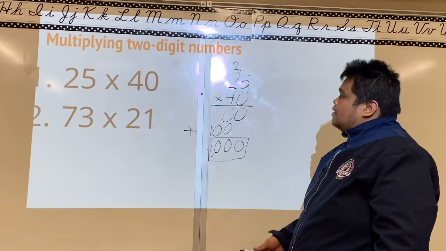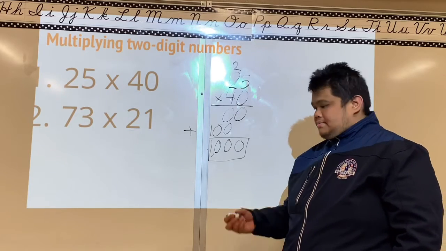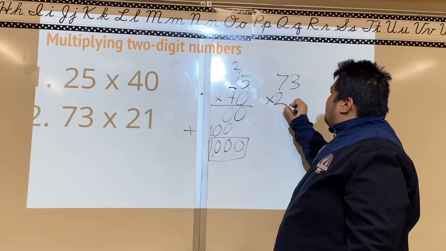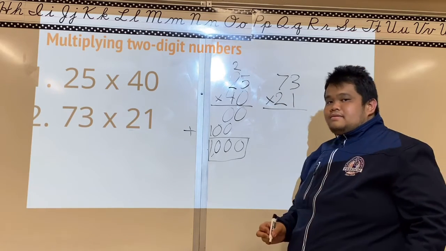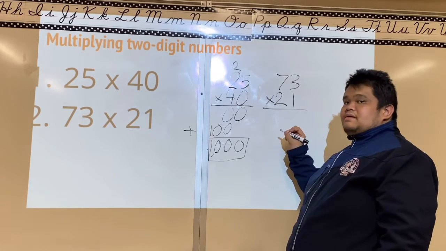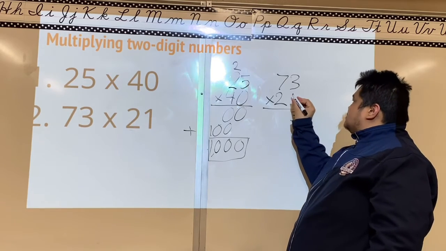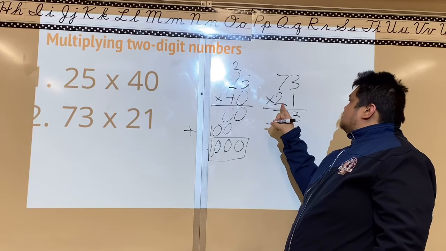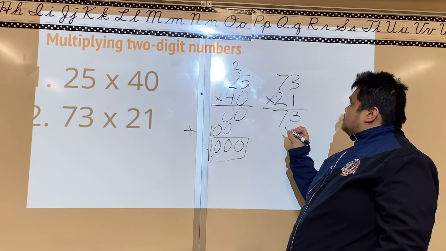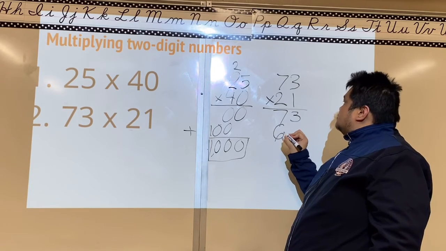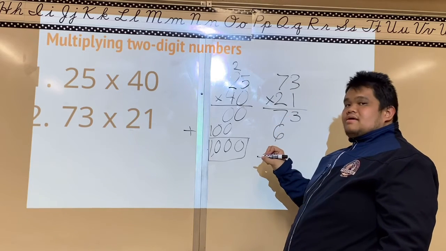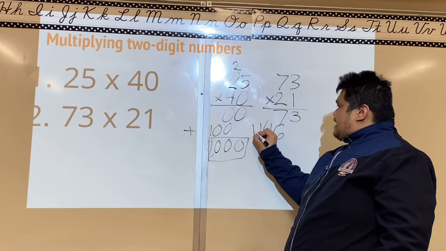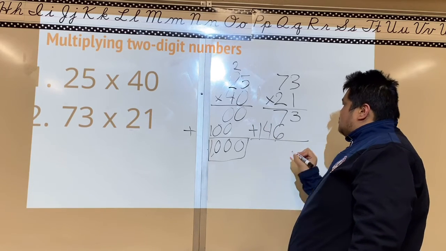Number 2. 73 times 21. Okay. 1 times 3. 3. 1 times 7. 7. Next. 2 times 3. 6. And 2 times 7. 14. Then we put the addition sign. Let's add it.